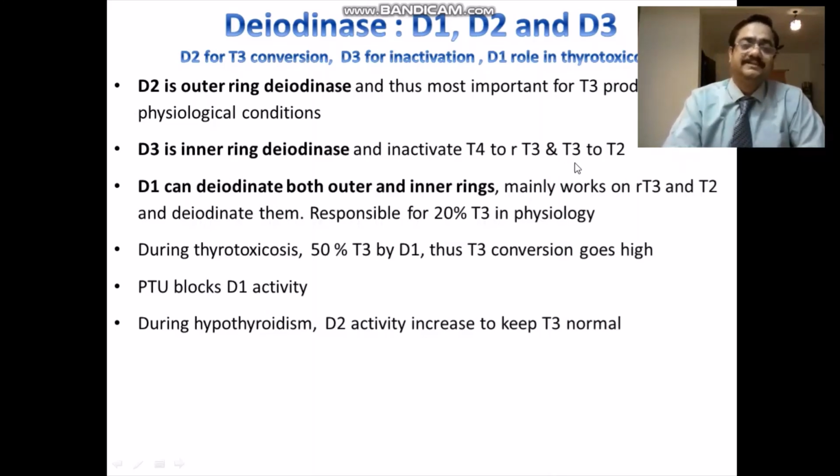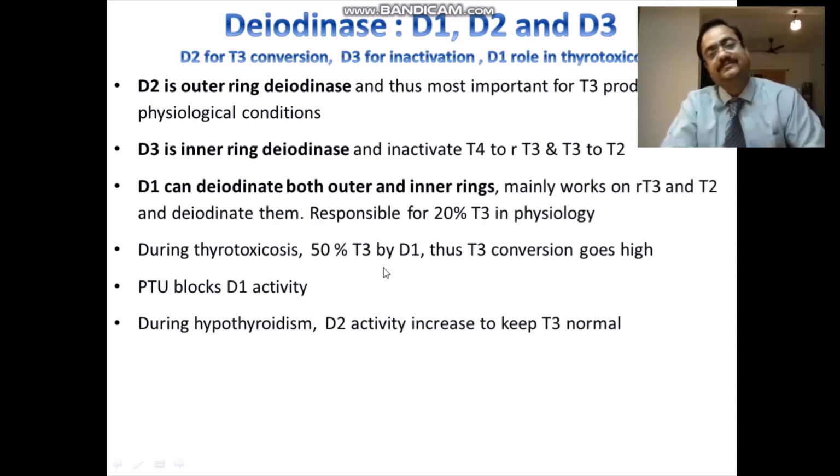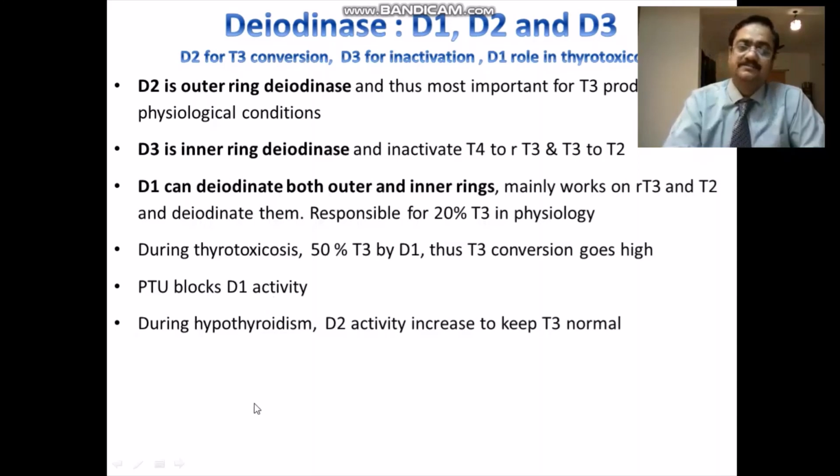And as I said, D1 can deiodinate both outer and inner rings, and it mainly acts on reverse T3 and T2. This is responsible for 20% of T3 formation in normal physiology. During thyrotoxicosis, 50% of T3 comes from D1 and conversion of T3 goes high. That's why when you use PTU, which blocks D1, you get a reduction in thyrotoxic symptoms. During hypothyroidism, similarly, D2 activity is increased to keep T3 normal.